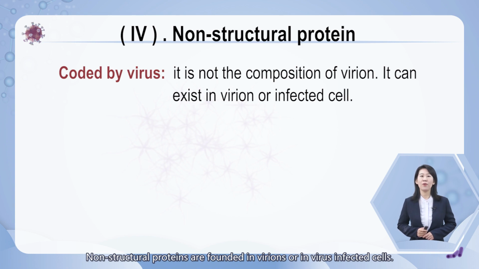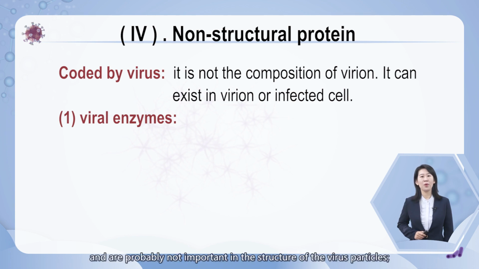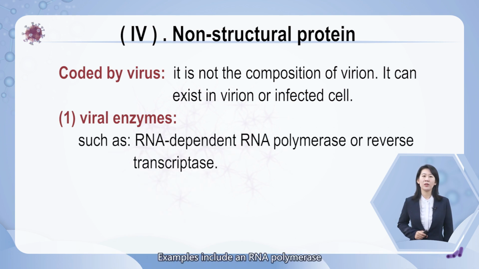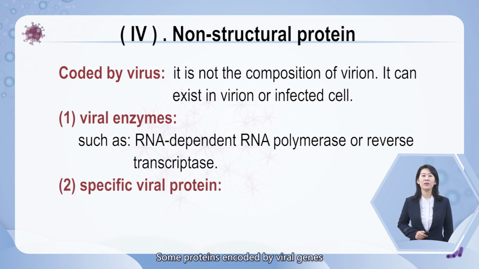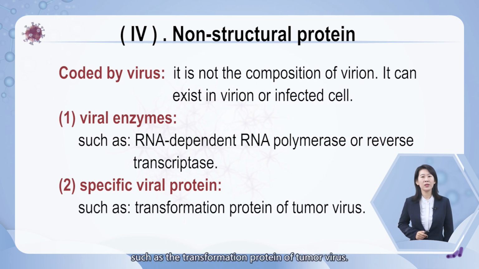Non-structural proteins are found in virions or in virus-infected cells. Some viruses carry protein enzymes inside the virion. The enzymes are present in very small amounts and are probably not important in the structure of the virus particles. However, they are essential for the initiation of the viral replicative cycle when the virion enters a host cell. Examples include an RNA polymerase carried by viruses with negative sense RNA and reverse transcriptase. Some proteins encoded by viral genes in the infected cells can interfere with the normal metabolism of host cells, such as the transformation protein of tumor virus.